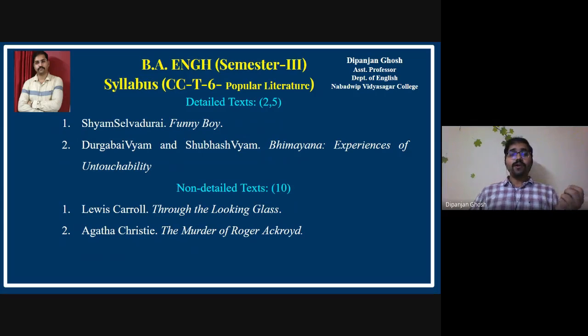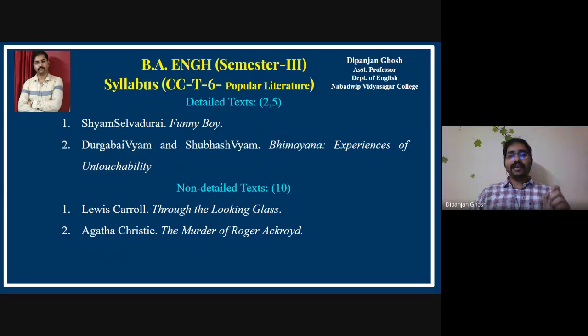Now, so far as the non-detailed texts are concerned, you will find that the first one is, as you can see, an example of popular literature. So the first one is Through the Looking Glass. As you can see, it is the second work by Lewis Carroll that has been considered, in continuation with the Alice series. The first in the series is Alice in Wonderland, and here you can get Through the Looking Glass. The same kind of orientations are there.